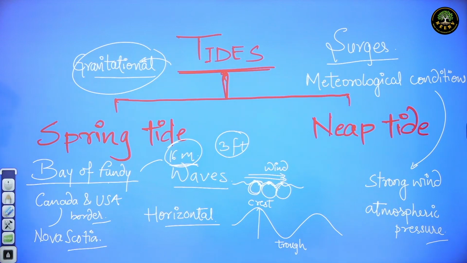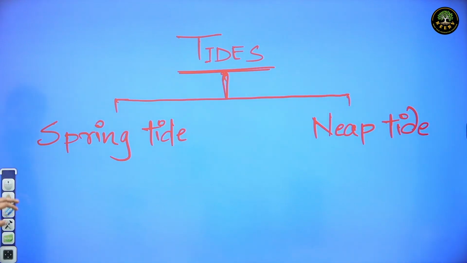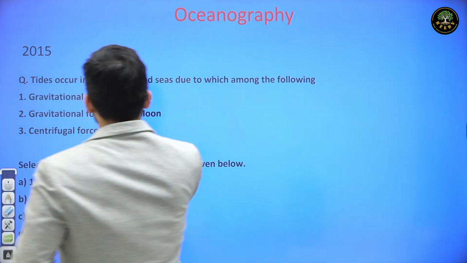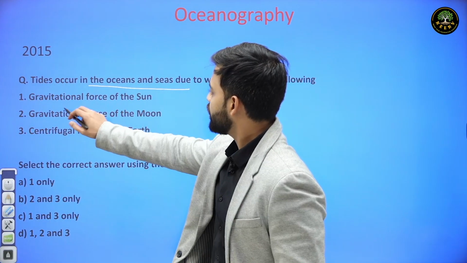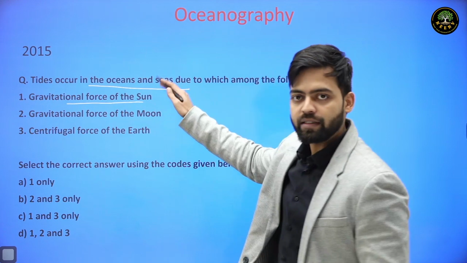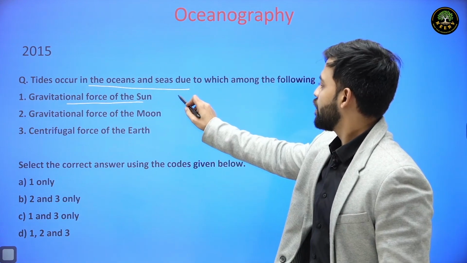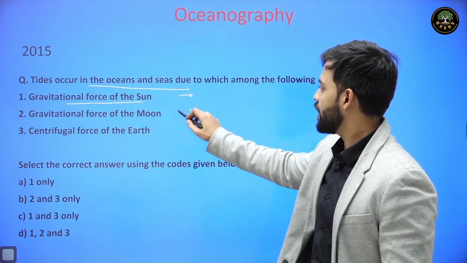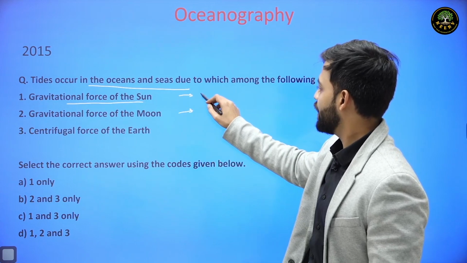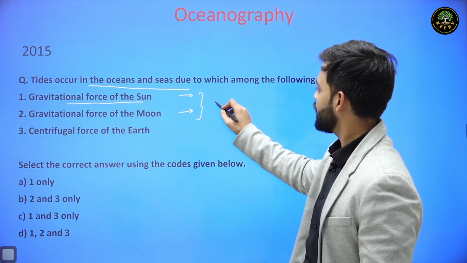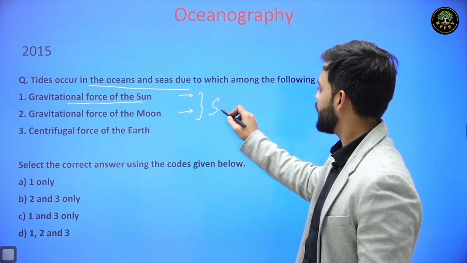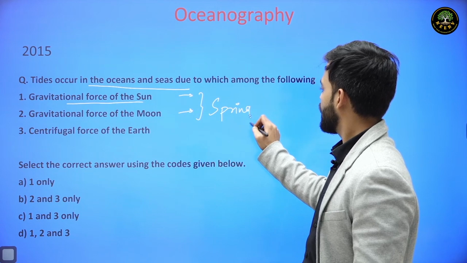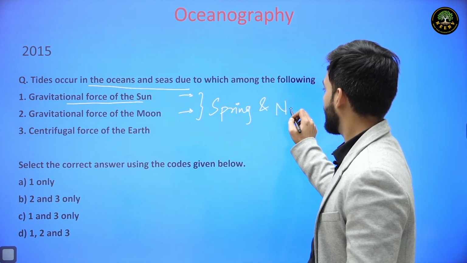So if we look into the question again, tides occur in the oceans and seas because of gravitational force of the sun. Yes, gravitational pull of the sun give rise to tides. Gravitational force of the moon also give rise to tide, and the apparent movement between them give rise to different types of tide, that is spring tide and neap tide.